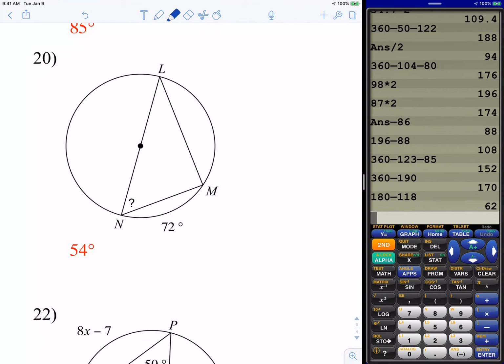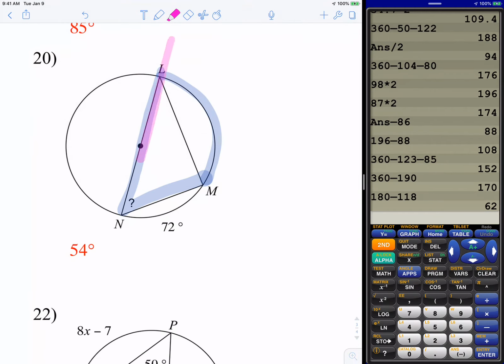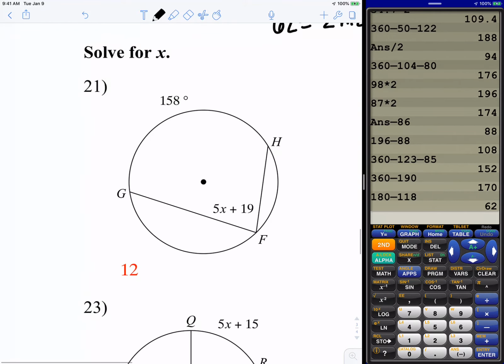Number 20. I know this angle right here. I want that angle right there, sorry. So I need to know its intercepted arc's measure. There is a diameter in this picture. So it's cutting off a total of 180. I know this much is 72. 180 minus 72 leaves me 108. So the arc, 108, is equal to 2 times the measure of the angle N. So angle N is 54.